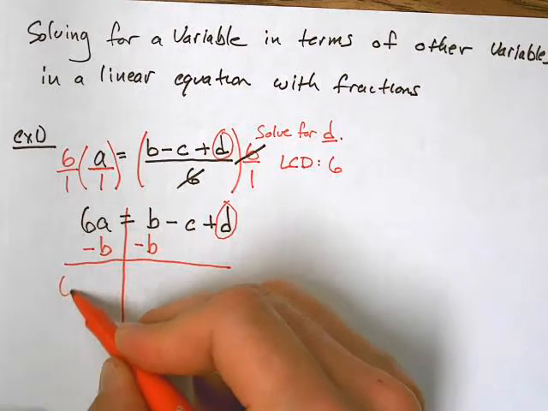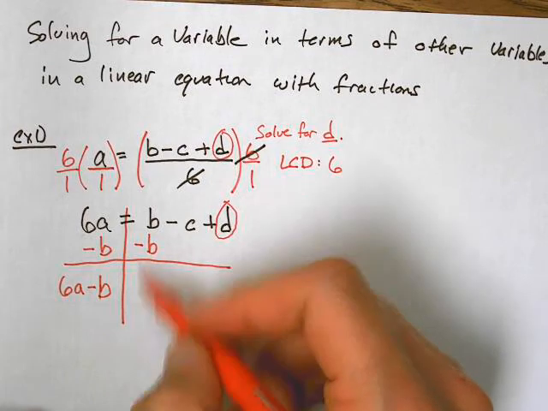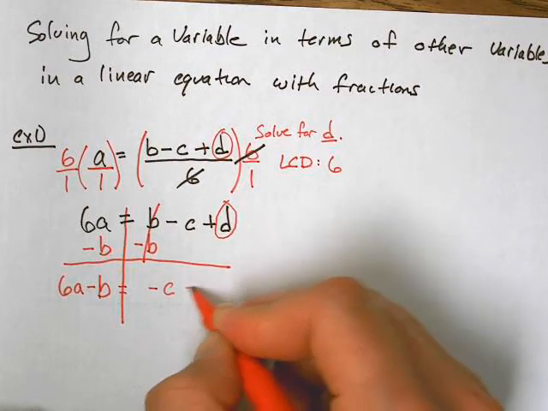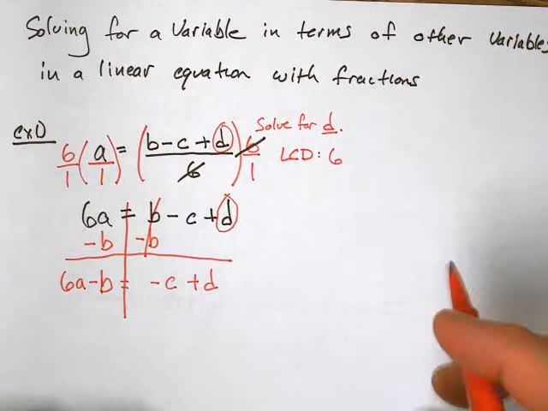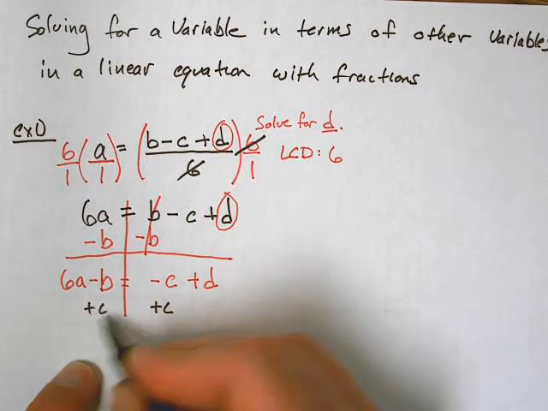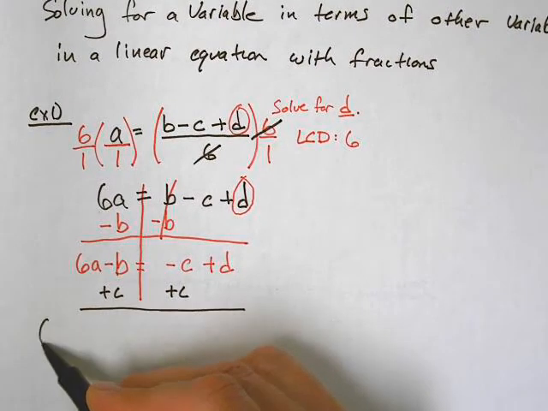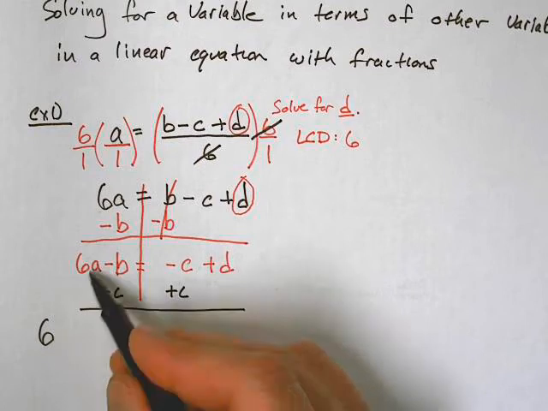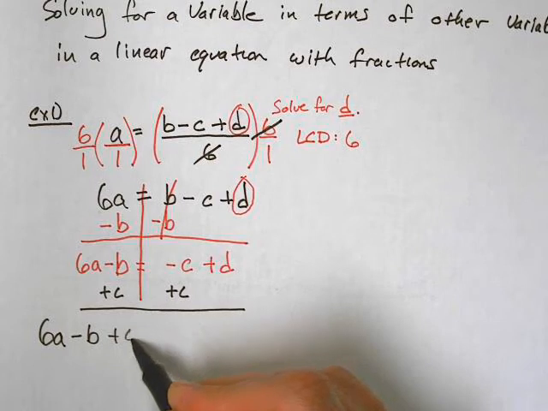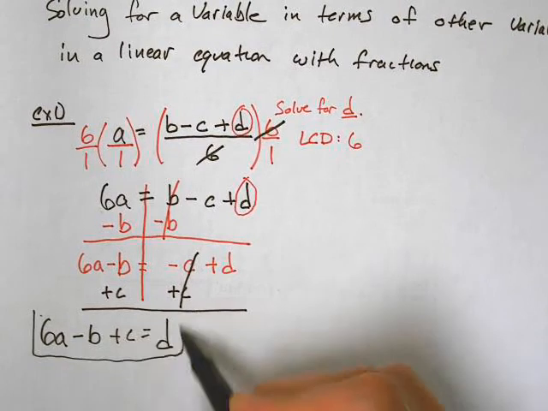That'll give me a 6A minus B over here. I can't subtract them. They're not like terms. B minus B do cancel, and now I have equals negative C plus D. My last step is going to be to move that negative C over by adding C to both sides. So my final answer should look like this if I write it in alphabetical order. I don't think it matters if it's in alphabetical order or not, but you should have a positive 6A minus B plus C equals, these canceled out, equals D. So now D is solved and isolated.